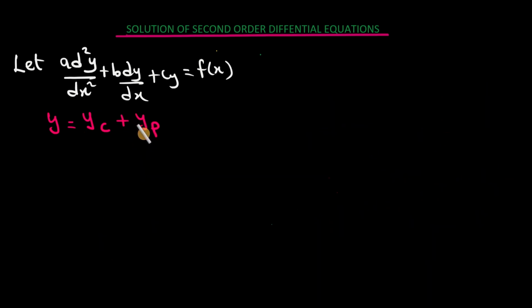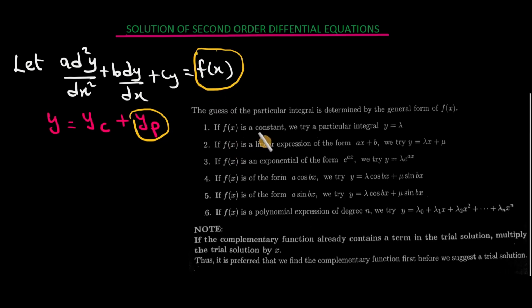Now let's look at how the particular integral of the differential equation can be calculated. The particular integral depends on the nature of this function f(x). That means if f(x) is a constant, the particular integral will be of the form y = λ. Now, if f(x) is a linear expression, the particular integral will be of the form y = λx + another constant μ. Linear expression means f(x) is in this form, ax + b.